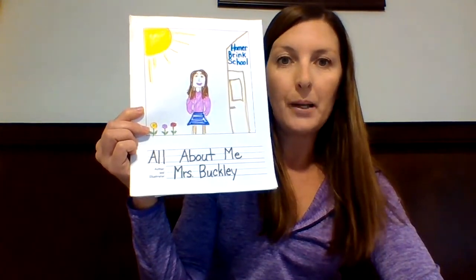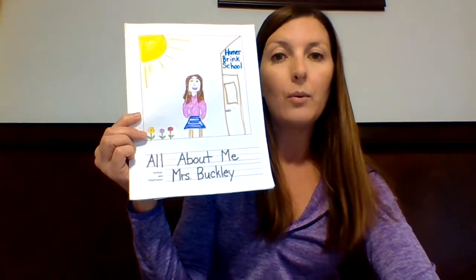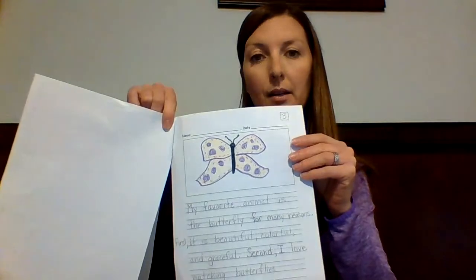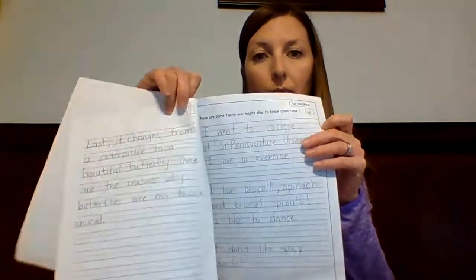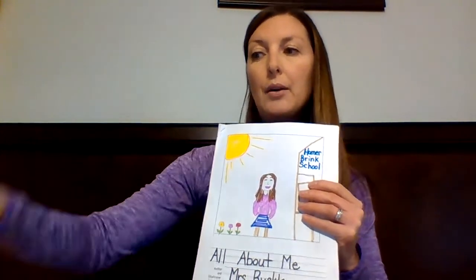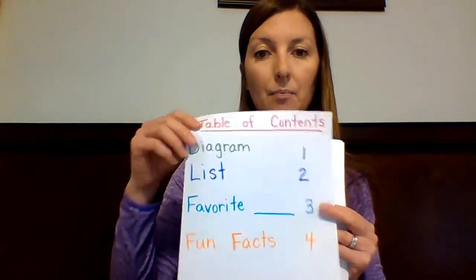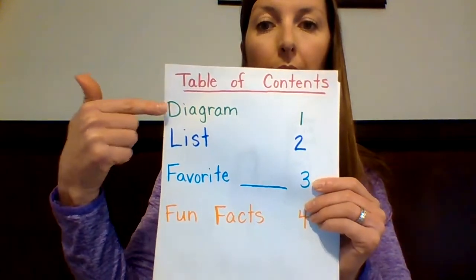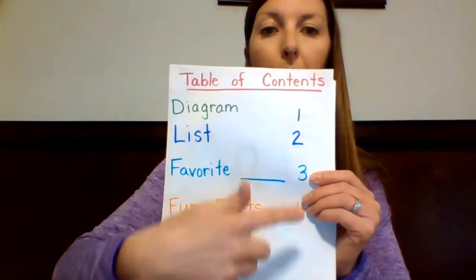I just told you a lot of information, so let me just review one more time what you are going to work on this week. Okay, so step 1, you are going to number your pages that you have been saving. Page 1, diagram. Page 2, list. Page 3, favorite page. And page 4, fun facts page. Okay, you'll number those pages and put them in order. Then you're going to make your table of contents. Okay, that's going to be your first page inside your book. It'll say table of contents, and then it'll have the 4 pages and the page numbers.